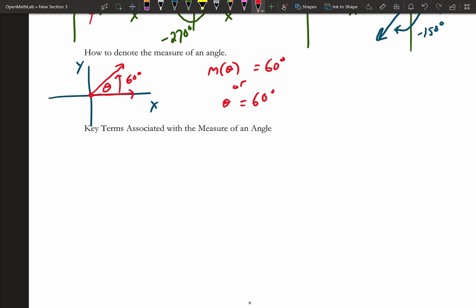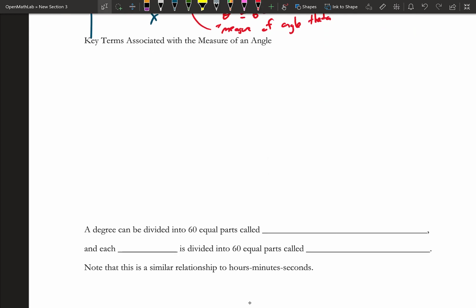When we say this measure of theta, we read that as measure of angle theta. So when you see a lowercase m and then a Greek letter inside parentheses, that means the measure of that angle. Either one of those is acceptable. Then we have some special terms that we use for measures of an angle. Many of these you probably heard before, but just to make sure we're on the same page.